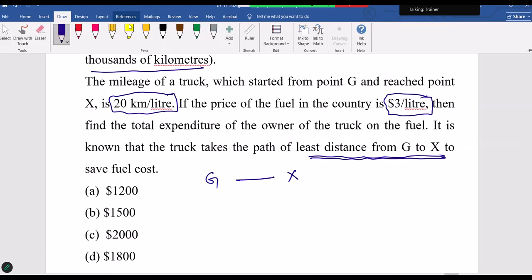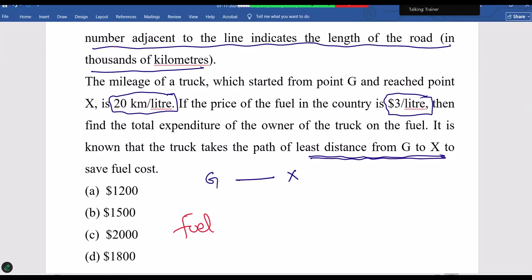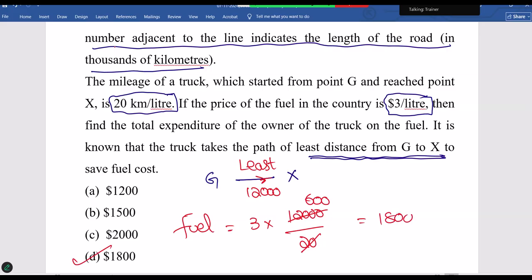Now, as per the question, what is the fuel cost? Fuel cost relates to the number of liters. How will you get the number of liters? 3 into number of liters. The least distance between G to X, we came to know, is 12,000 kilometers. Your truck is giving 20 kilometers per liter mileage, which means 600 liters are required. Each one is $3, which means the price is 1800.